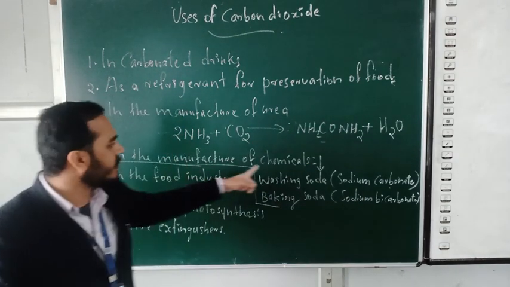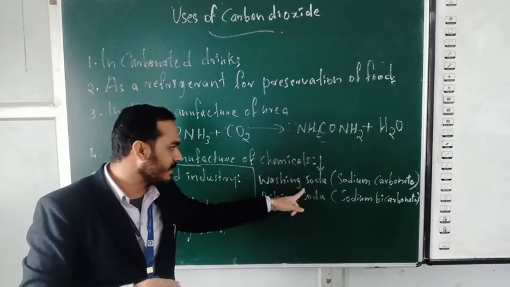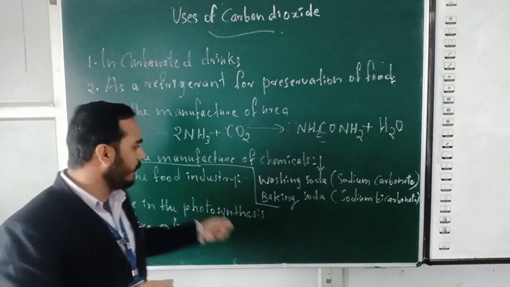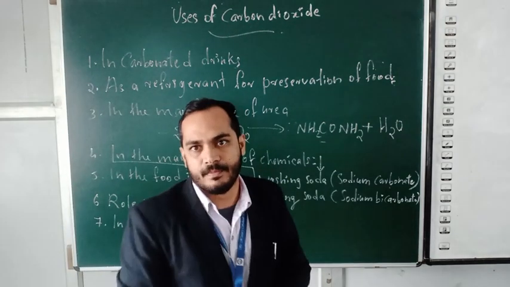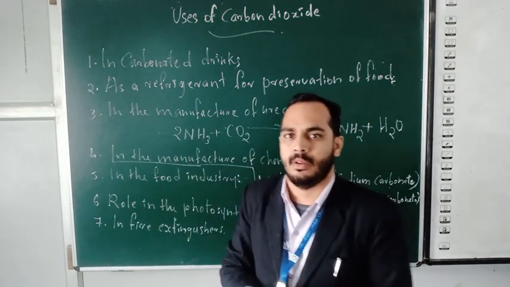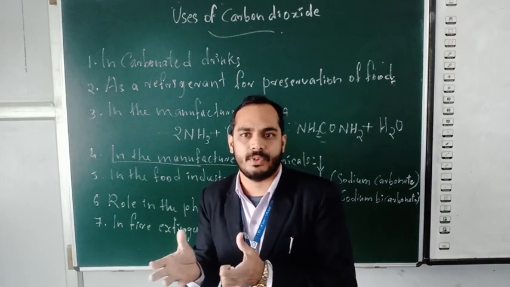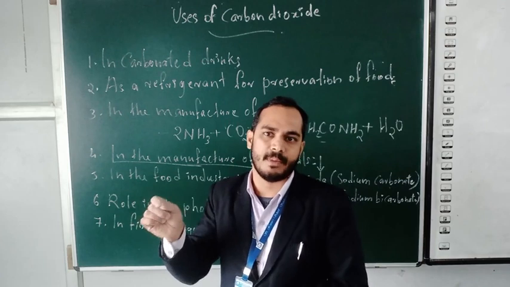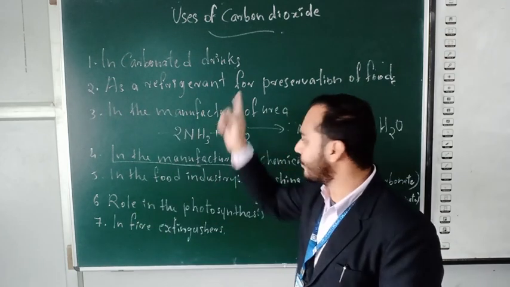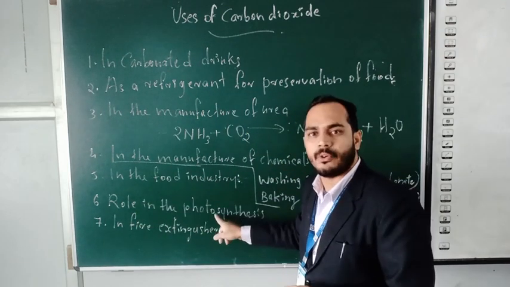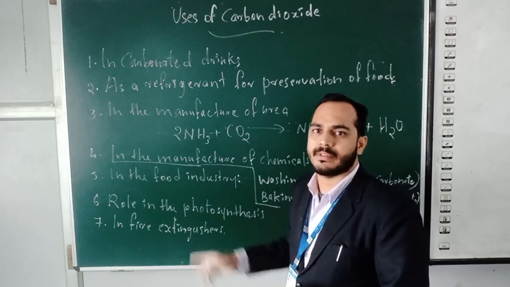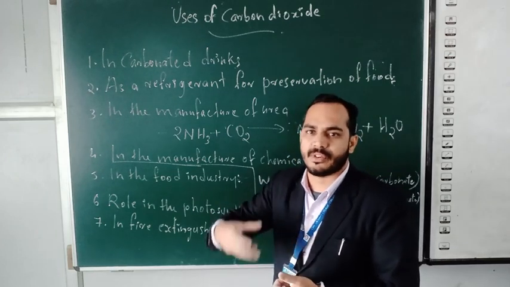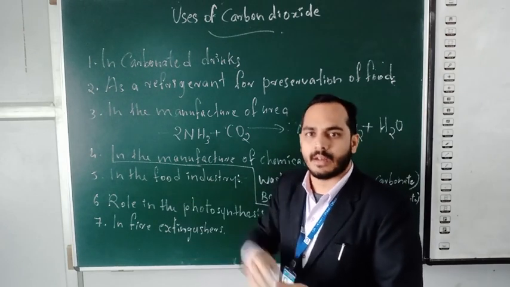And next one, the manufacturing of chemicals. Mainly two chemicals are given here. The first one is washing soda and the second one is baking soda. And next one, in the food industry, for making dough, the food items turn soft. It is only possible with the help of baking soda. The baking soda is manufactured with the help of carbon dioxide. Next one, during photosynthesis, carbon dioxide is a main component for the manufacturing of glucose as well as oxygen.